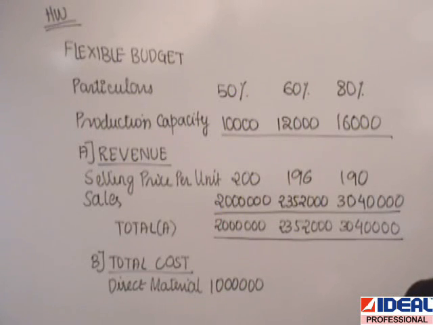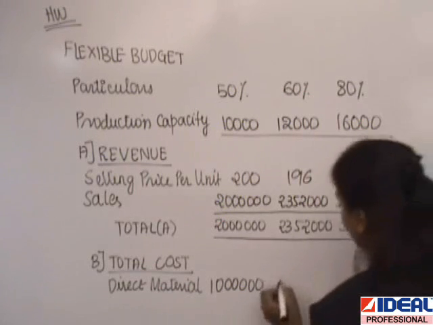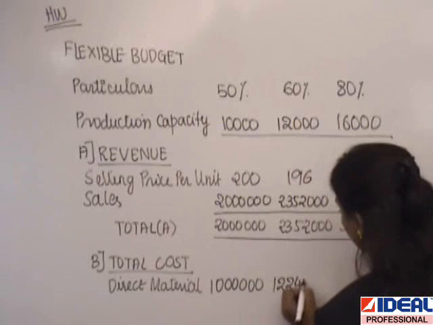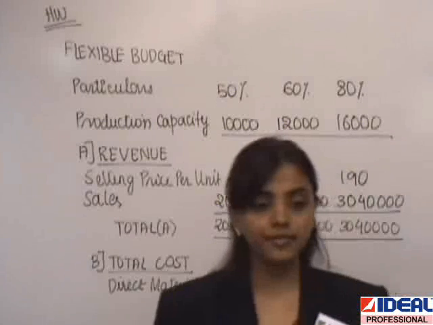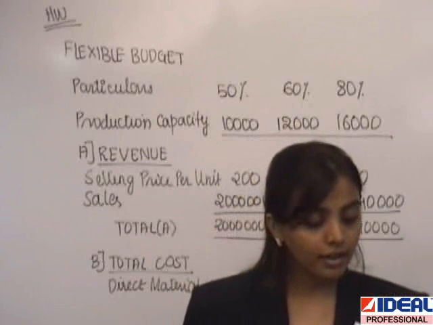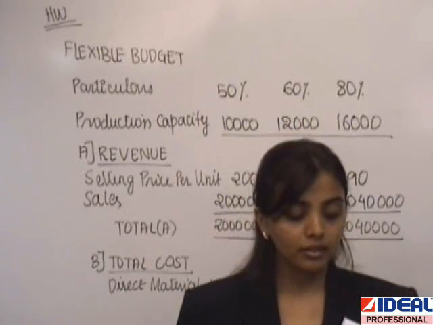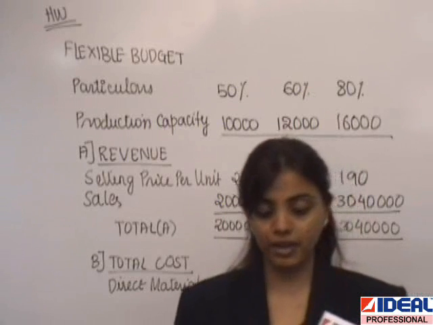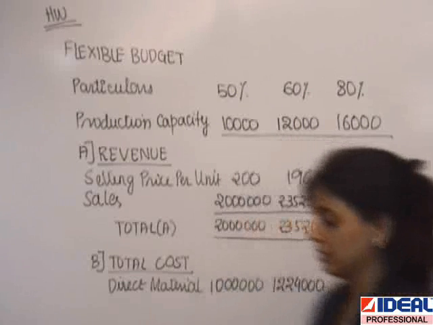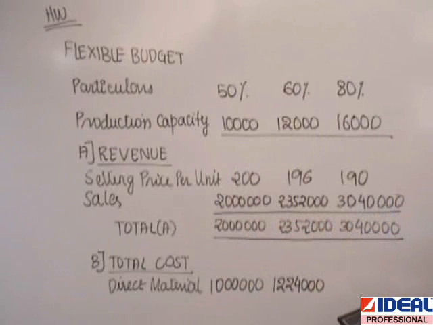Yes, students? 102 will come. Okay. So 102 into 12,000 will give you 12 lakhs 24,000. Are you getting the same figures? Then at 80% capacity, selling price falls by 5, raw material price increases by 5. So 100 plus 5% is 105 into 16,000 will give you 16 lakhs 80,000 as the raw material cost.